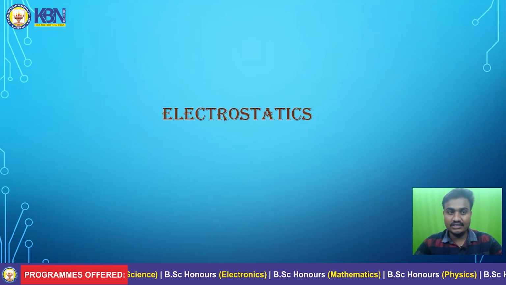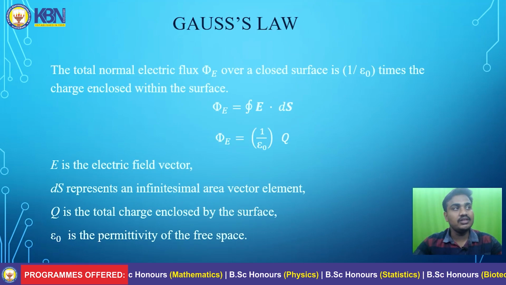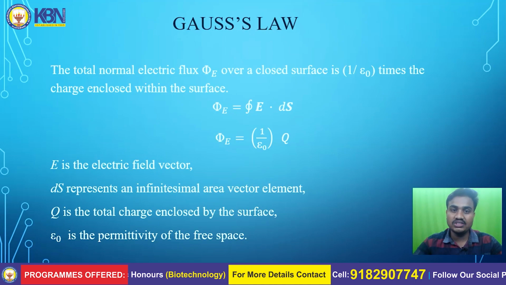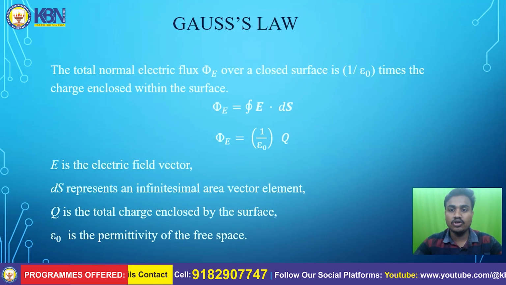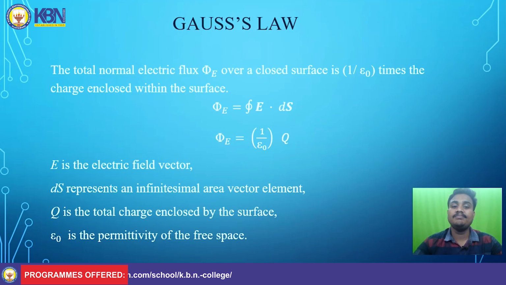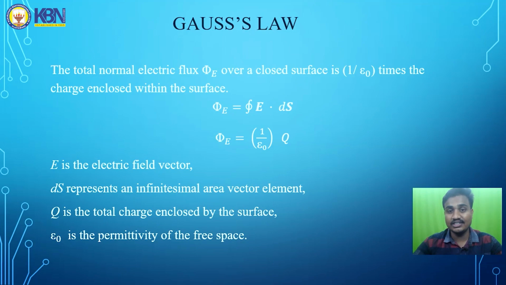Now, coming to electrostatics, the first topic is Gauss law. Gauss law states that the total normal electric flux, represented by phi e, over a closed surface is equal to 1 by epsilon naught times the charge enclosed within the surface. It is given by the mathematical relation: phi e is equal to the surface integral of E dot ds, which is equal to 1 by epsilon naught times q. Here q is the total charge enclosed in the surface, epsilon naught is the permittivity of free space, phi e is the total normal electric flux related to the closed surface, and ds represents the infinitesimal area vector.